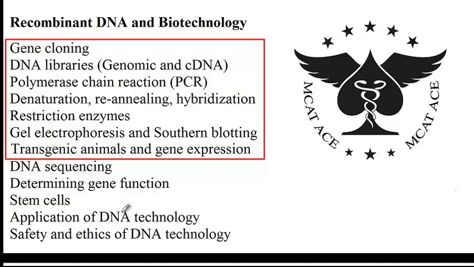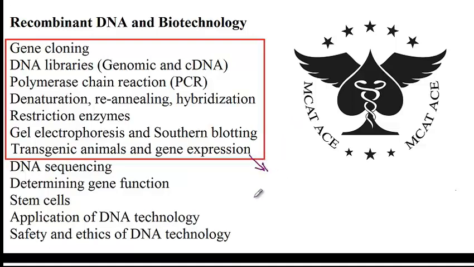Alright, so I'm going to split this lecture in two sections. Part 1, I'm going to discuss gene cloning, different DNA libraries, genomic versus cDNA, discuss how we can perform the polymerase chain reaction through denaturation, re-annealing, and hybridization, discuss the function of restriction enzymes, and then finally go over gel electrophoresis, Southern blotting, and the technique for creation of different transgenic animal models, and then finally how to check for their gene expression, which can be done by different techniques.